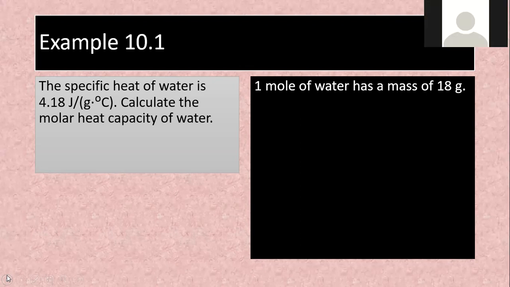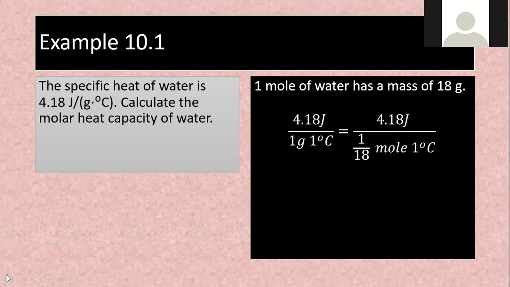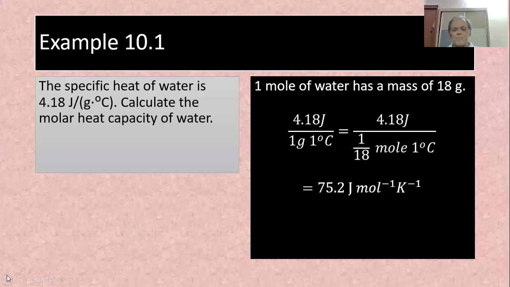Okay. 75.24. Okay, 75.2 joule per mole per Kelvin. I did 18 times 4.18. Correct, same thing. I just did it differently, that's all. Same thing, Q equals C theta. As long as you know how to get the answer.